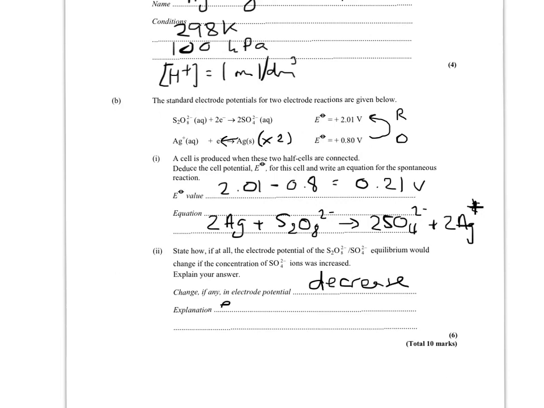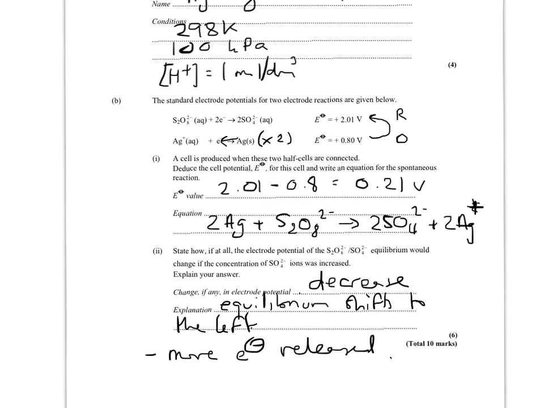And the explanation is equilibrium shifts to the left, and therefore more electrons released. Now notice this question is just asking about the electropotential of one of the electrodes, and so we can just leave it there as being more electrons released. But before it was talking about how it affects the EMF, and so there you've got to talk about how it affects the electropotential as well, because then it will also affect the EMF.